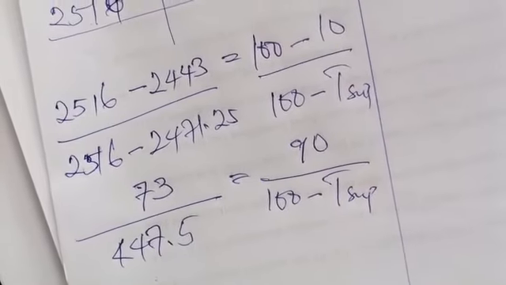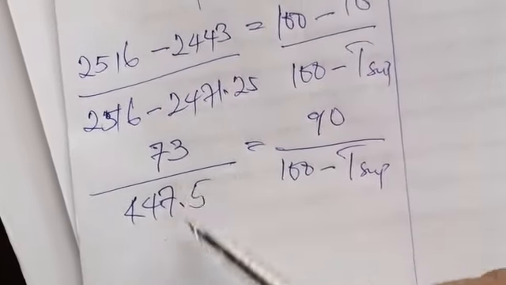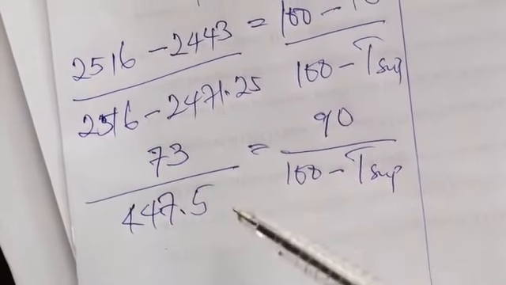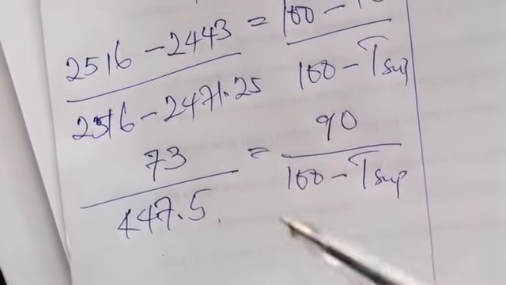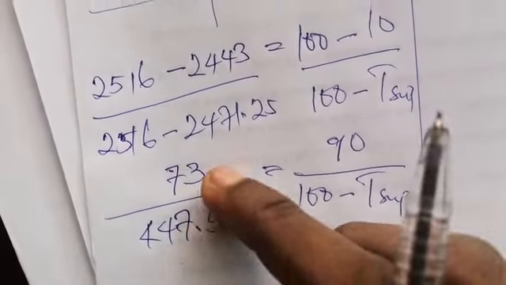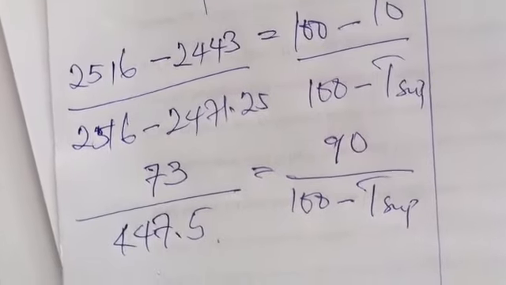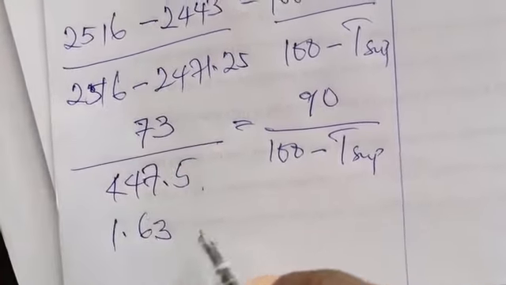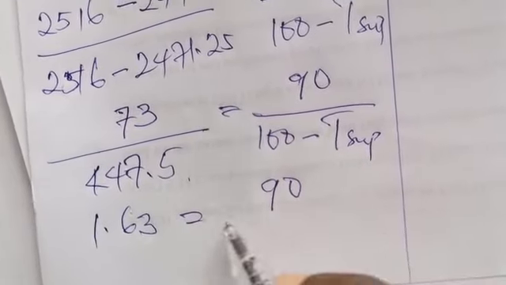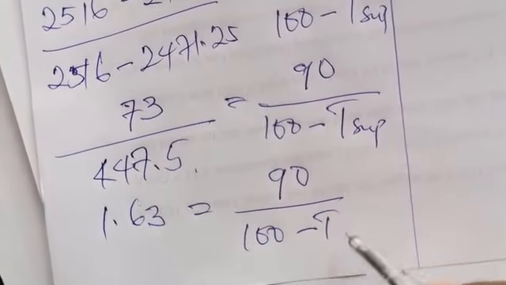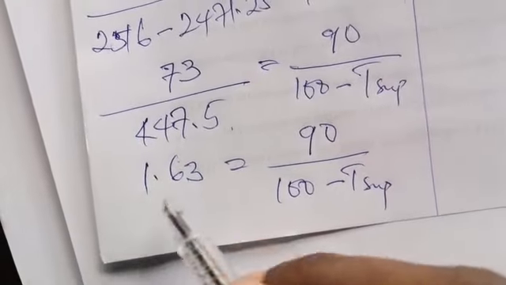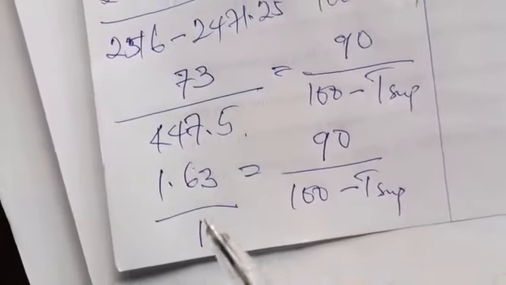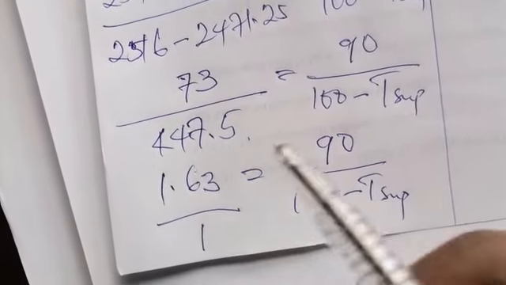I will make it easier for myself and simply divide these two: 73 divided by 447.5, or you may choose to cross multiply. It's still the same thing, but I choose to go the easier way. 73 divided by 447.5 simply gives me 1.63. This is equal to 90 all over 100 minus the superheated temperature. This is the same as saying 1.63 divided by 1. Of course, 1.63 divided by 1 still remains 1.63.